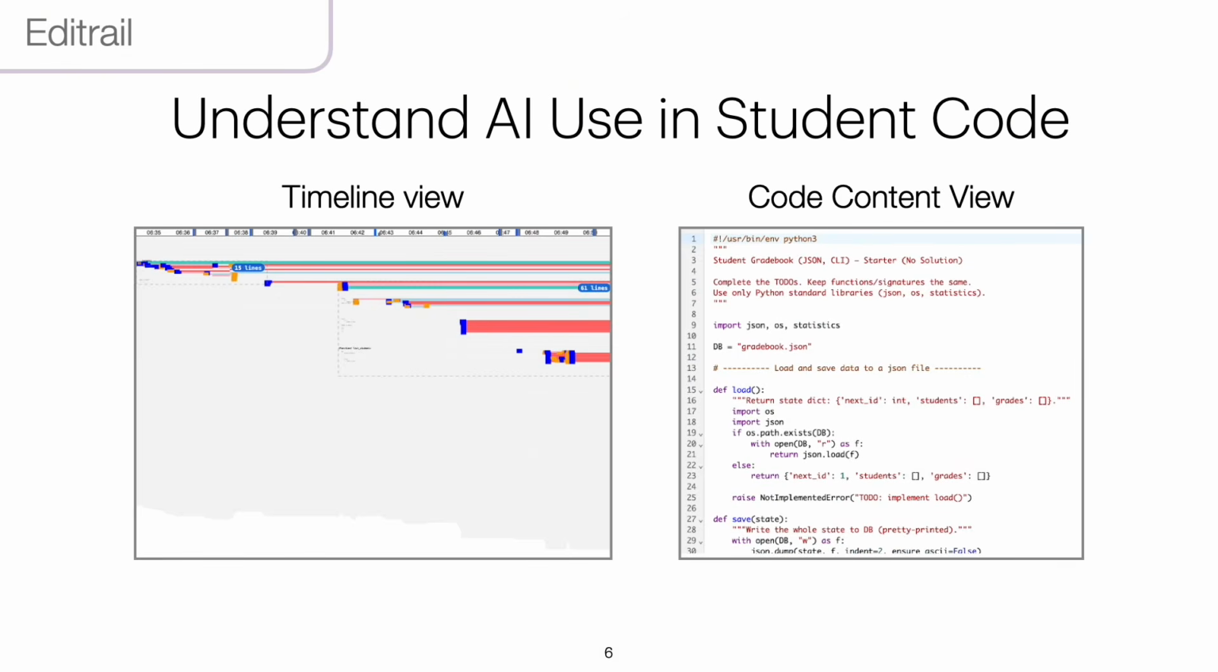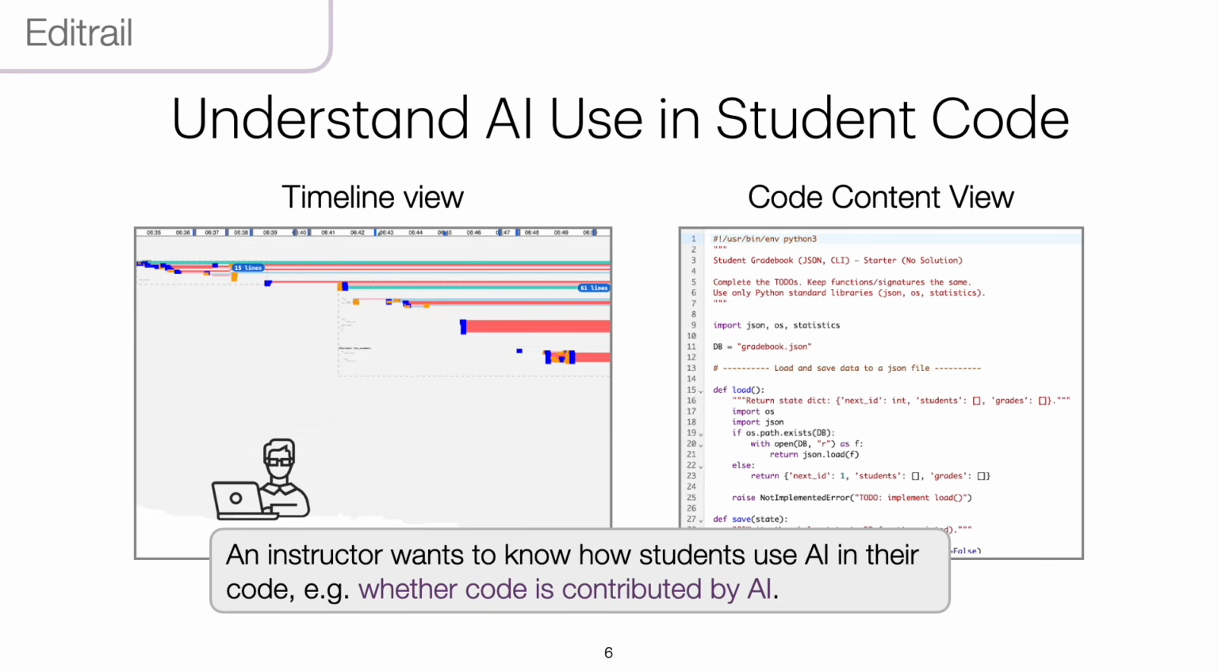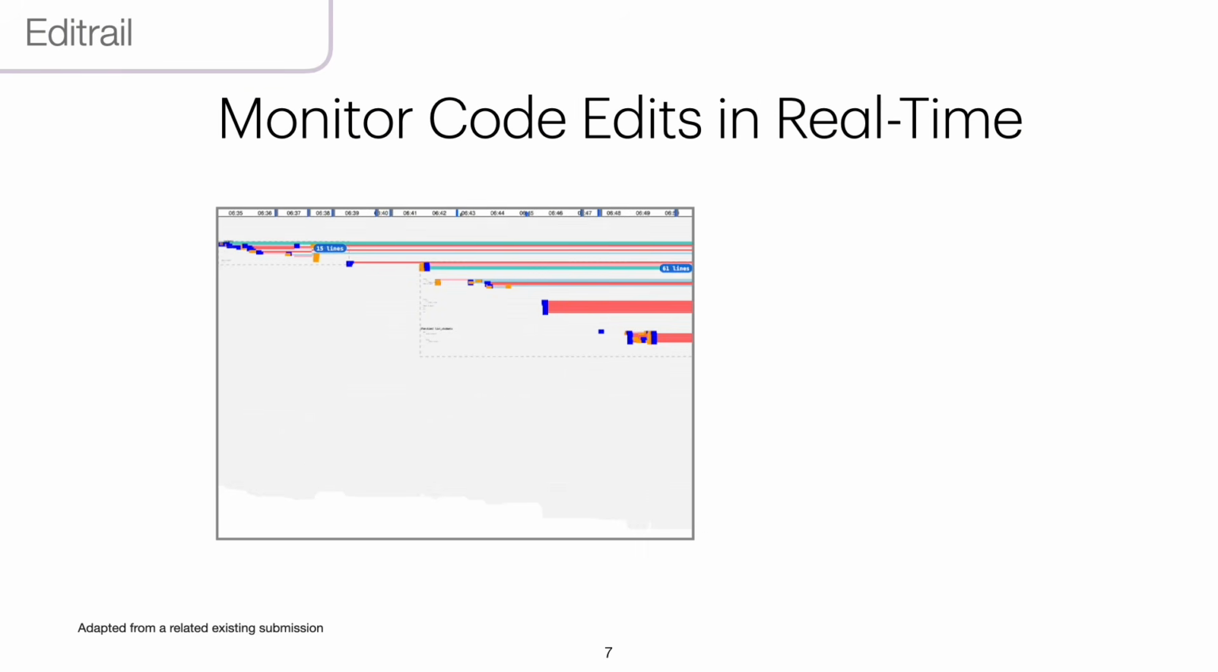enforce. We introduced Editrail, a system that visualizes students' AI use in code edits, allowing instructors to monitor AI use and provide feedback. Editrail has two views, a timeline view and a code content view. Instructors can use Editrail to know how students use AI in their code and answer questions such as whether code is contributed by AI. The timeline view shows students' code edits in real time.